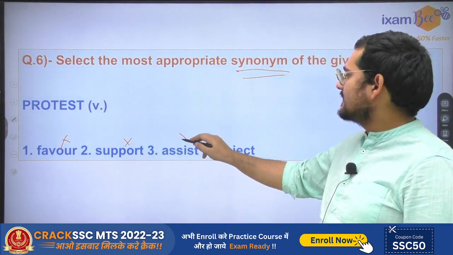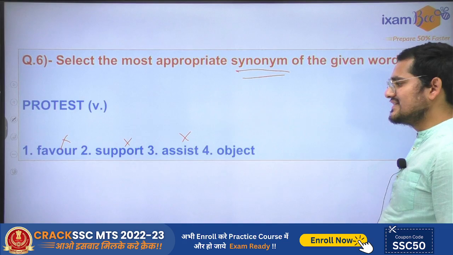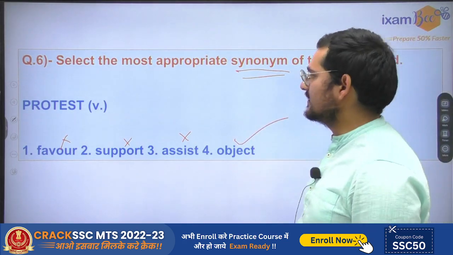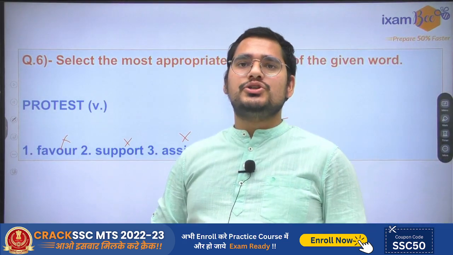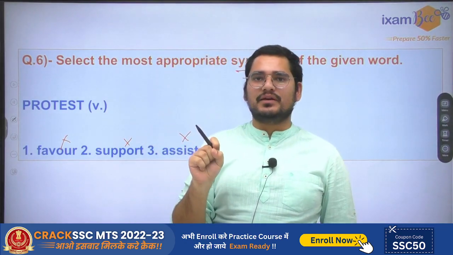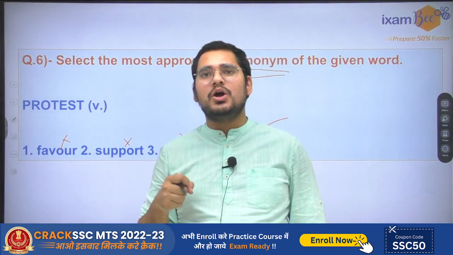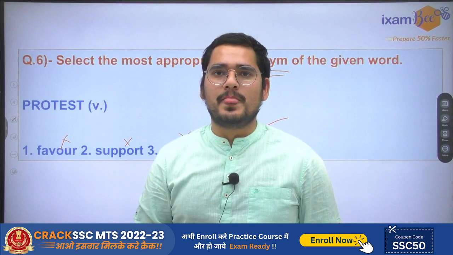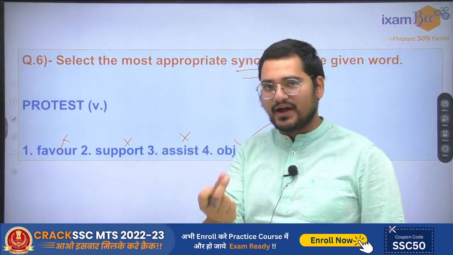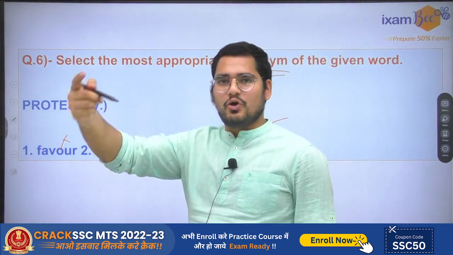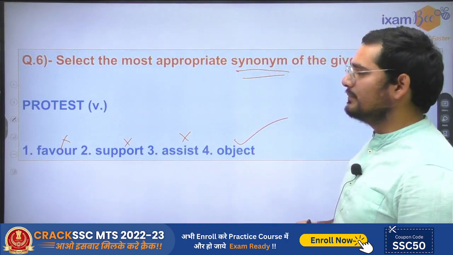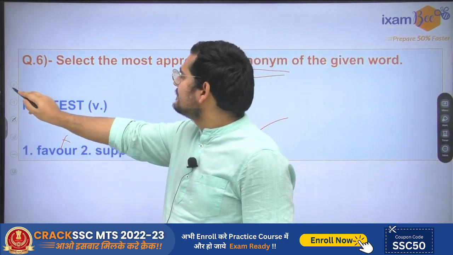Assist is also an antonym. So the synonym would be object, okay? Object means to criticize something, or to stop something, or to express your disagreement, right? To fight, to protest, to object. So object would be a correct answer.